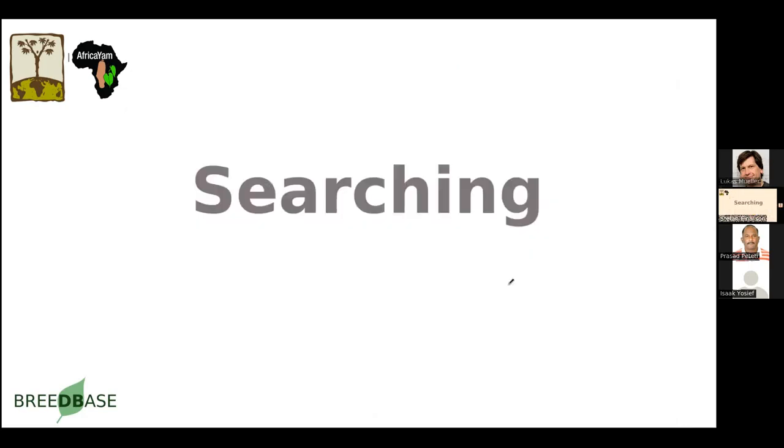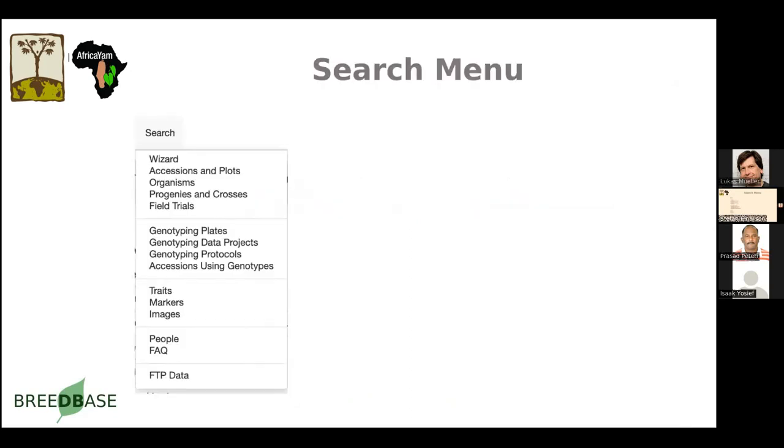So let's briefly go to the search menu and talk about searching very briefly. The search menu is on every page. It's usually the leftmost menu in the toolbar. You see that there are a lot of different items that you can search. Kind of every data type in the database has its own search. So you can search accessions and plots. You can search organisms. Some databases are multi-species. For example, YAM has many species, whereas the Cassava database has only a few species.